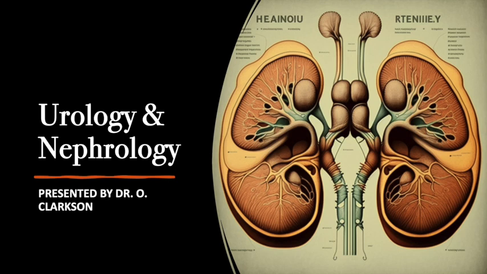Like UTIs are extremely common. Other diseases, thankfully, not as common. So when we start talking about nephrotic syndrome, post-infectious glomerulonephritis, those are going to be pretty rare in comparison. But UTI, extremely common. So we'll talk about all that stuff later.